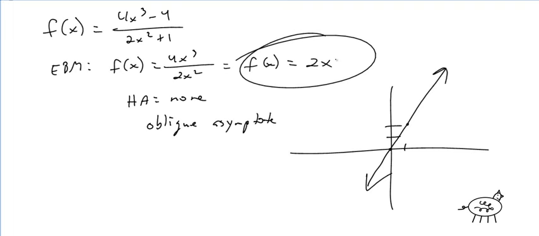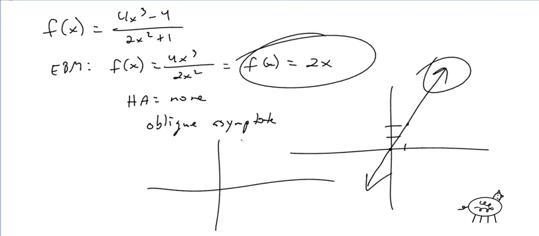Well, think about it, right? Doesn't it go to infinity? And sure enough, here it does. The y value goes to infinity. As x goes to infinity, the y value goes to infinity. Whenever you have a horizontal asymptote, as x goes to infinity, y goes to some value, maybe 0 or whatever.